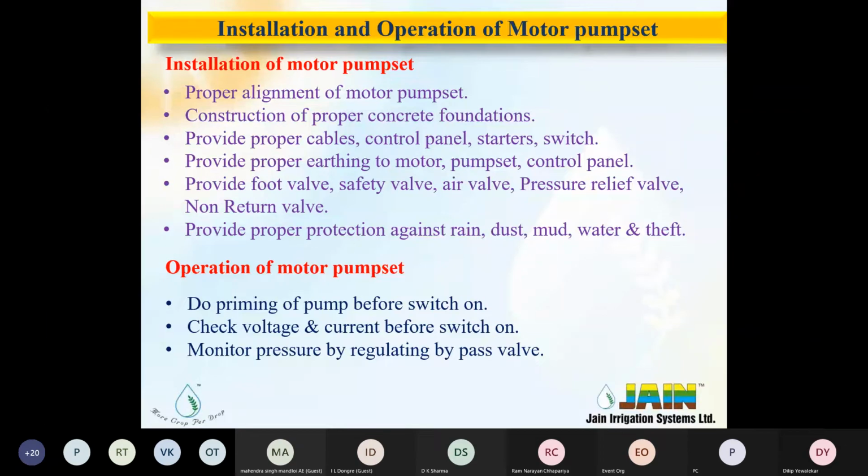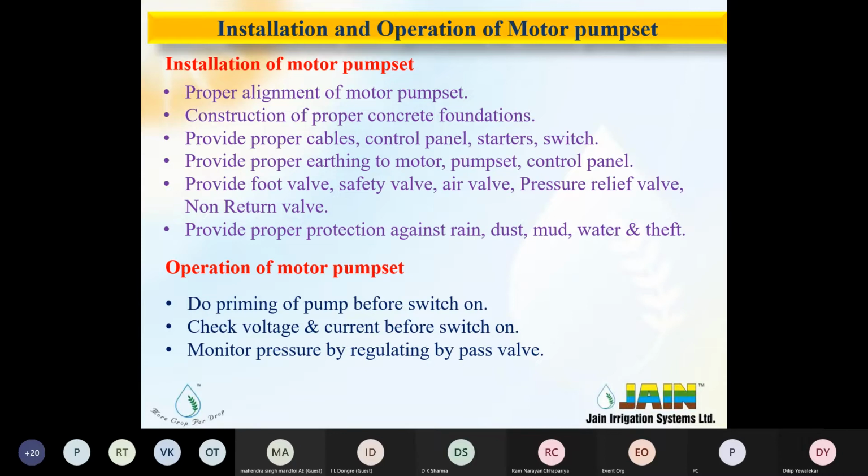For installation of the pumping system, the alignment of the pump has to be checked, along with construction of the pump foundation, the cable, and the control panel. These are the steps to be followed for installation and operation of the pumping system. Do priming of the pump before switching on. This priming is very important. Check the voltage and current before switching on the pump.